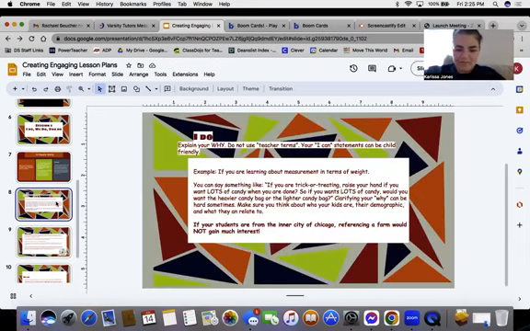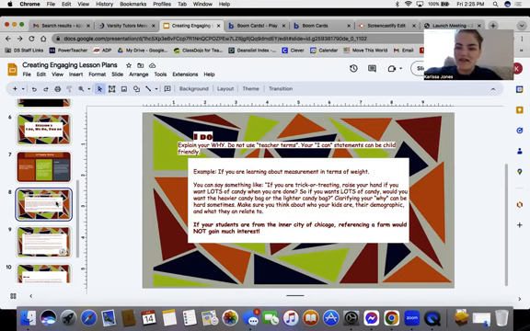What are you going to do? It's always important to explain your why. What is your I can statement? Why are they learning what they're learning? Like if you're learning about measurement in terms of weight, you can say something like, if you are trick-or-treating, raise your hand if you want lots of candy when you are done. So if you want lots of candy, would you want the heavier candy bag or the lighter candy bag?